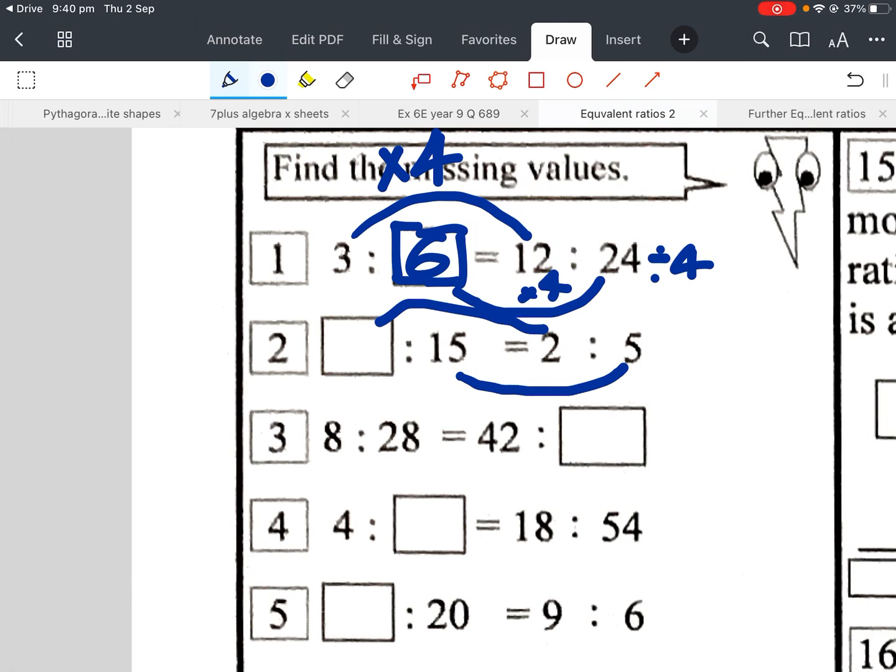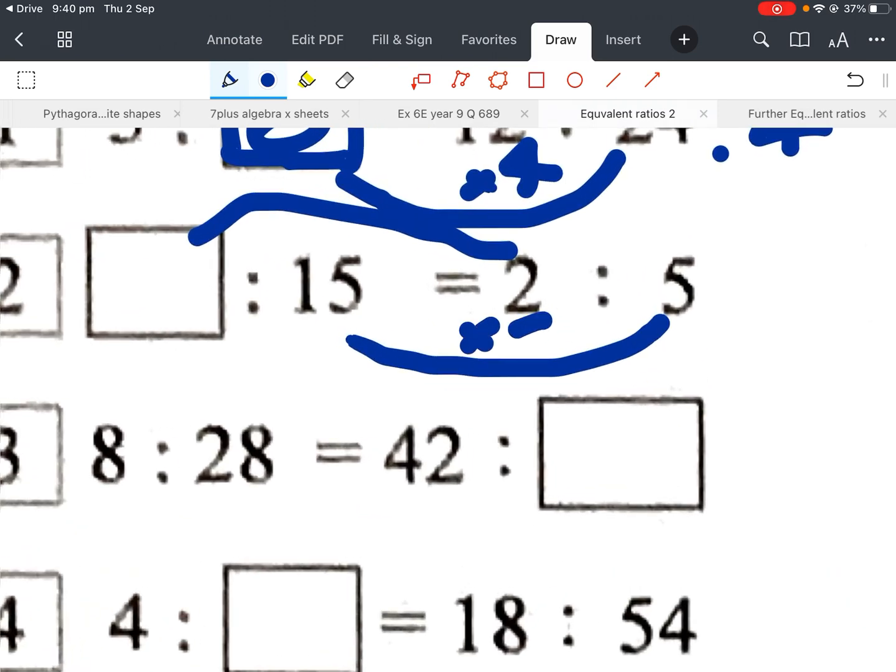So this one here, I would say 5 times 3 gives me 15. So if I go 2 times 3, that should give me 6. Now depending on which way you're going, you can either times or divide. If you're going from a small number to a big number, you multiply. If you're going from a big number to a small number, you would then divide.